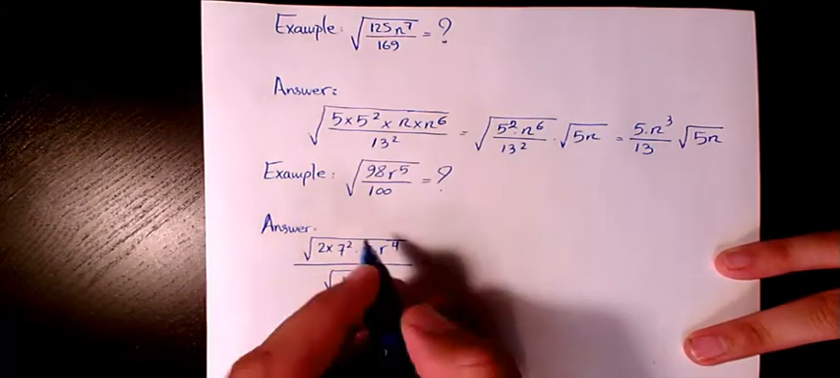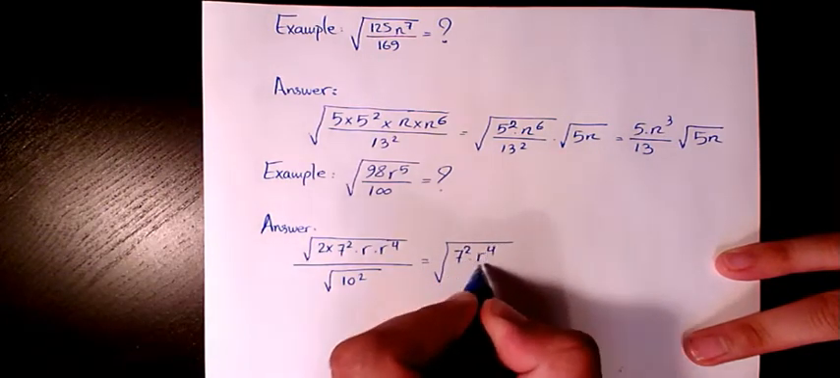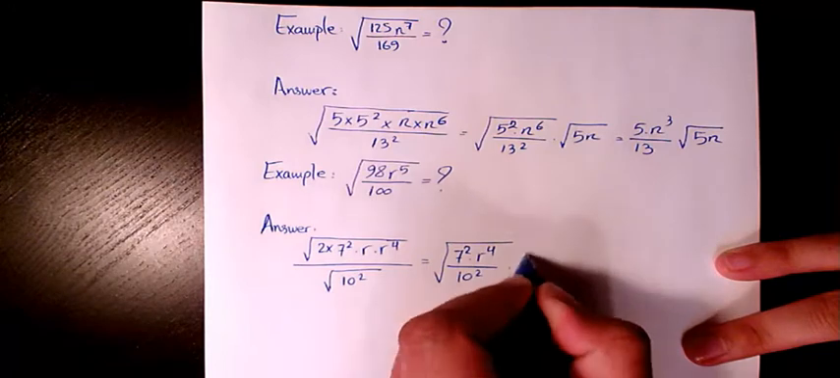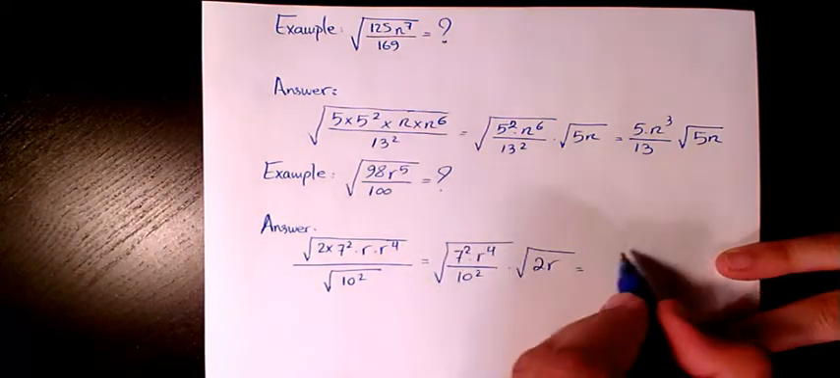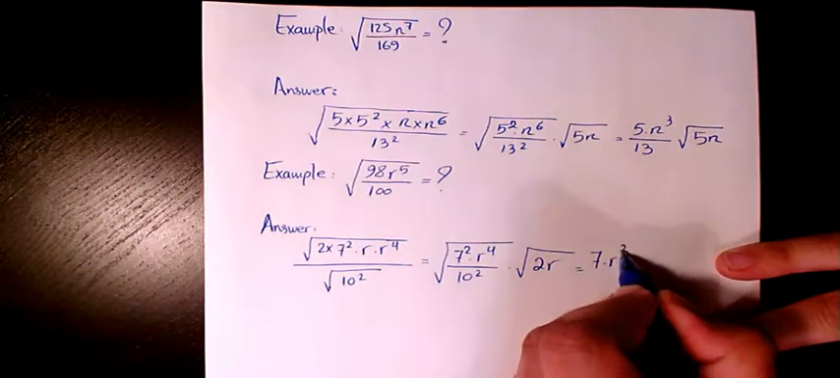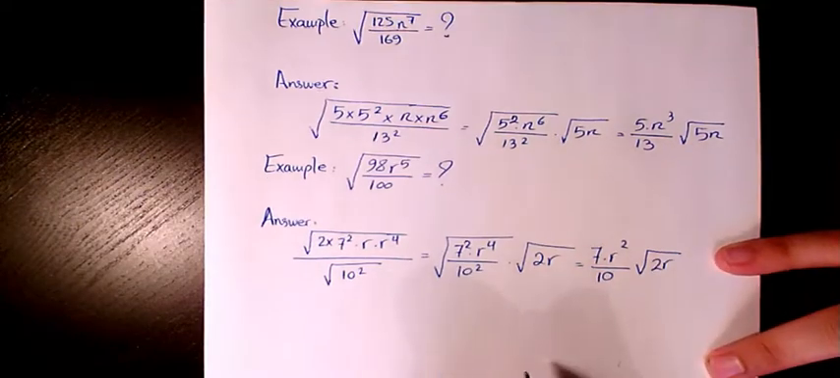So it will be 7 squared times r to the power of 4 divided by 10 squared, multiplied by 2r. So the square root of this thing is going to be 7r squared divided by 10 times the square root of 2r.